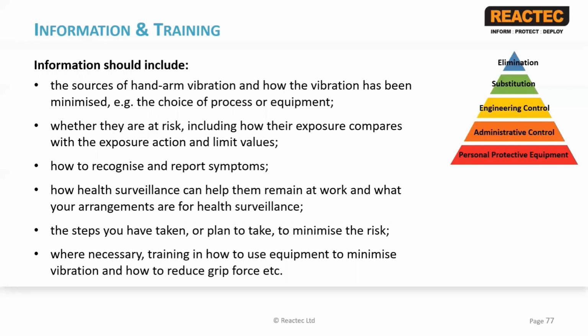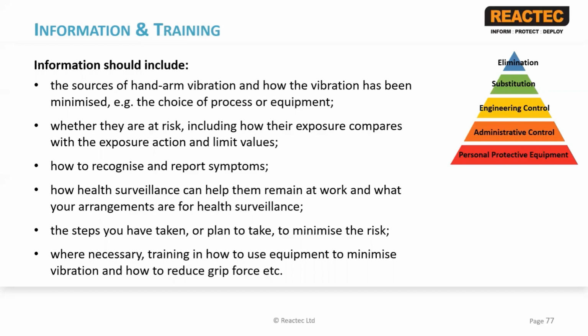Information and training. It's important that anyone who is exposed to vibration receives appropriate training. The training should inform them about the sources of hand-arm vibration and how that vibration can be minimized in the choice or use of equipment. They should know whether they're at risk and how their risk levels compare with the action value and the limit value, and what actions you would expect them to take given those levels of risk.